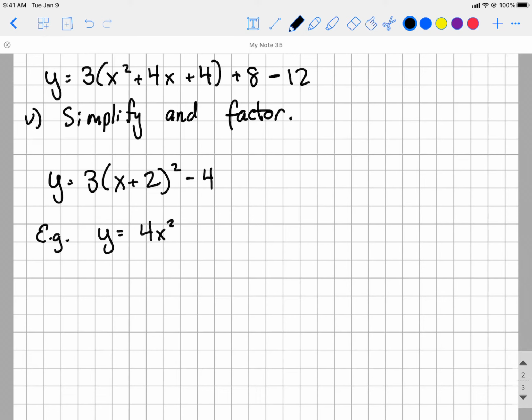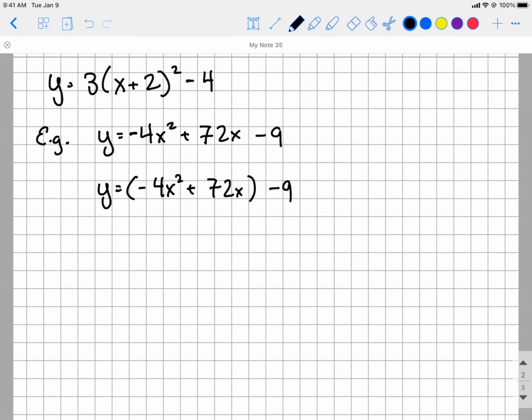Y equals 4x squared plus 72x minus 9. Actually, you know what? Let's make this negative 4x squared to help illustrate a point. So, going through our steps, I'm going to put brackets around my first two terms, negative 4x squared and plus 72x, minus 9.